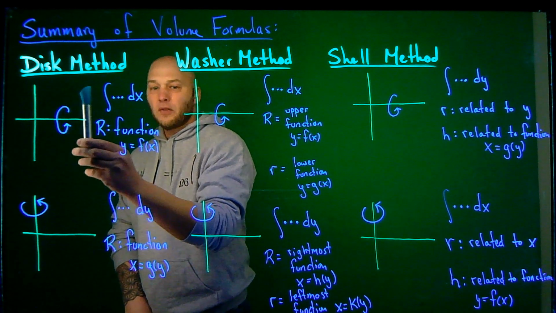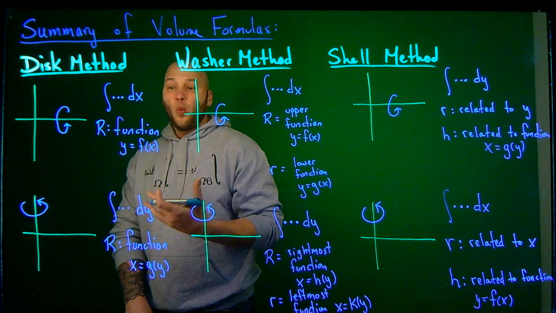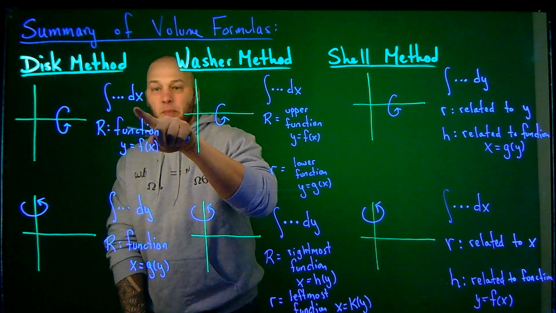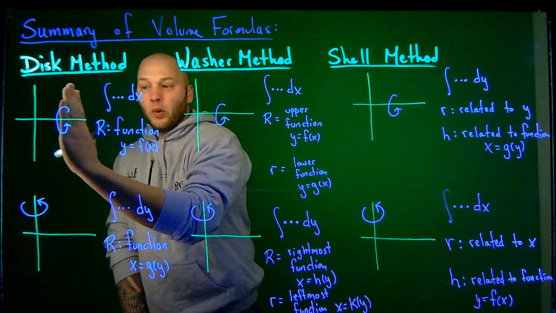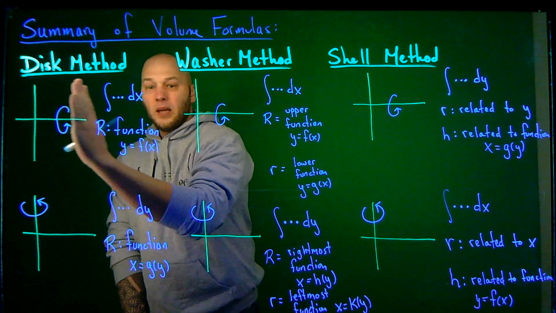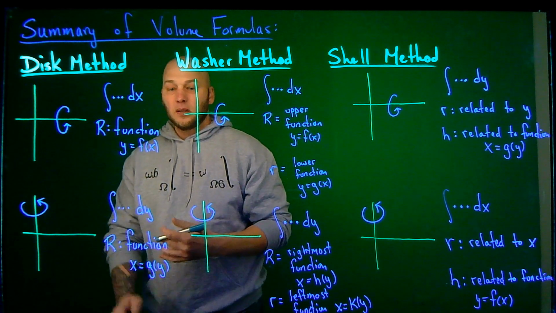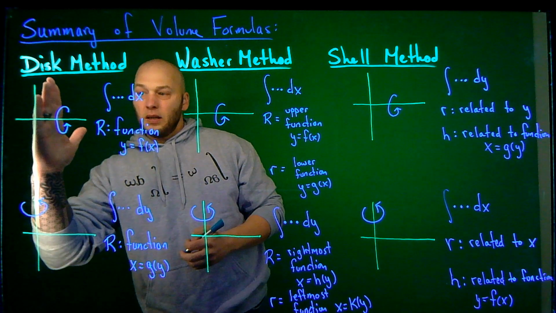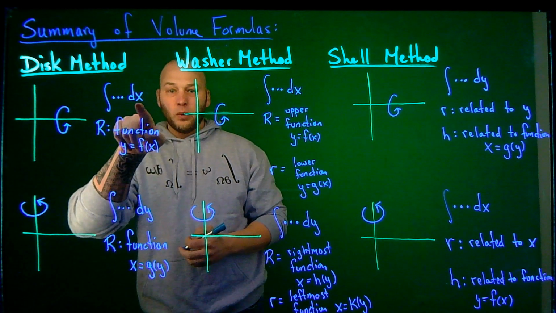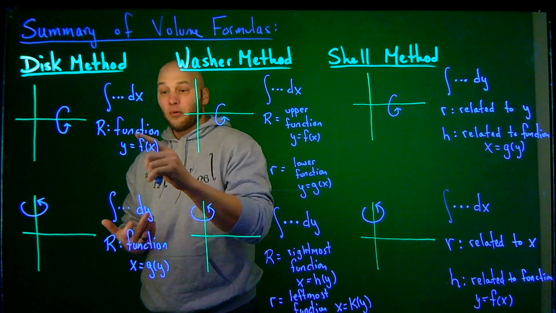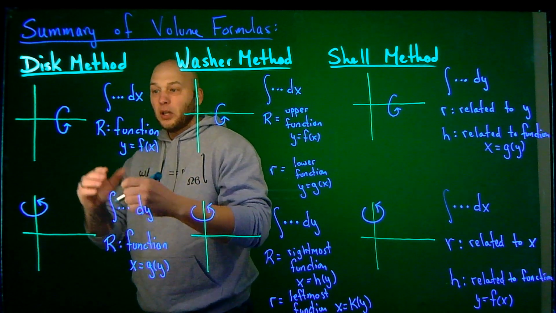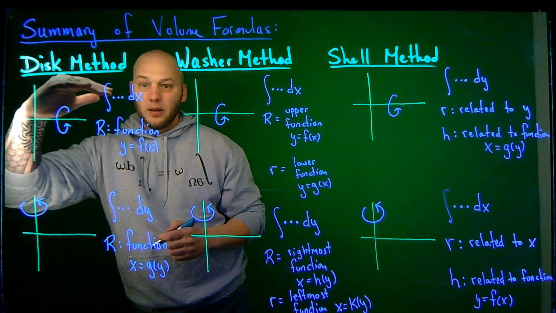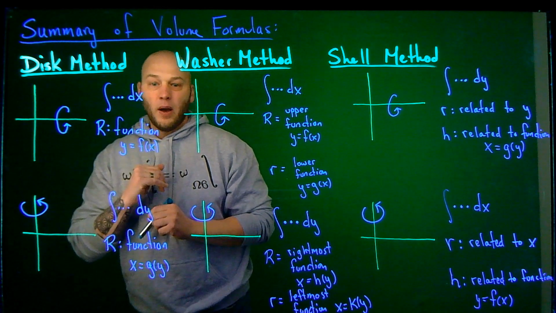For each x value, I'm counting one of the disks. That means that I'm going to integrate with respect to x. I'm integrating with respect to the orientation of the disks. If the disks are stacked in the x direction, I'm going to integrate with respect to x. Therefore, the radius will be related to the function, and in this case, the function, which would say be some curve like this, will be of the form y equal to f of x.